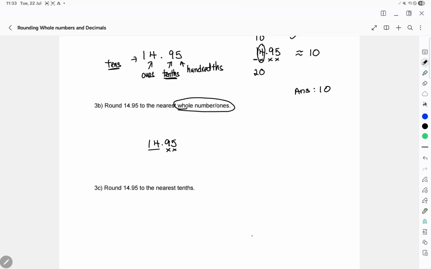Okay, so 14.95 is in between 14 and 15. Alright, so since in the tenth place the place value beside it is 9, it is closer to 15. Therefore, when you round 14.95 to the nearest ones place or the nearest whole number, the answer is 15.